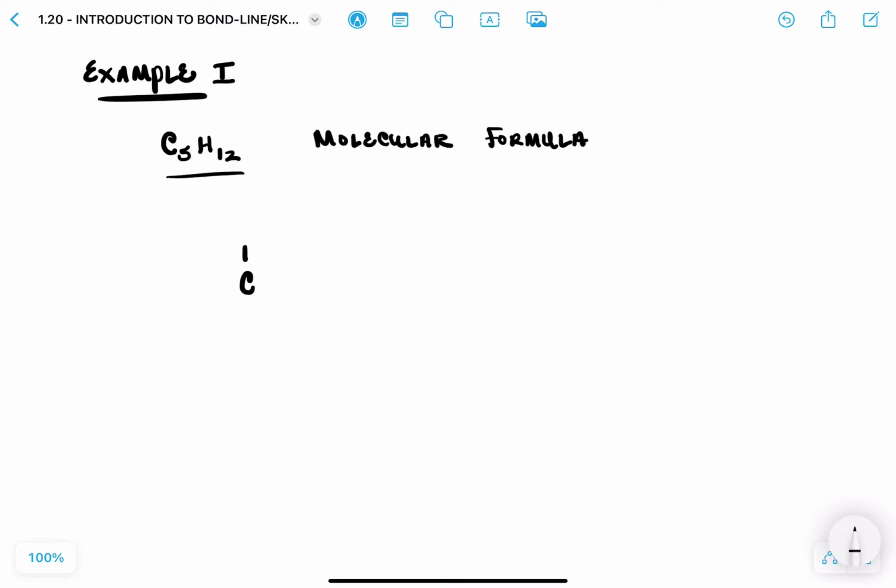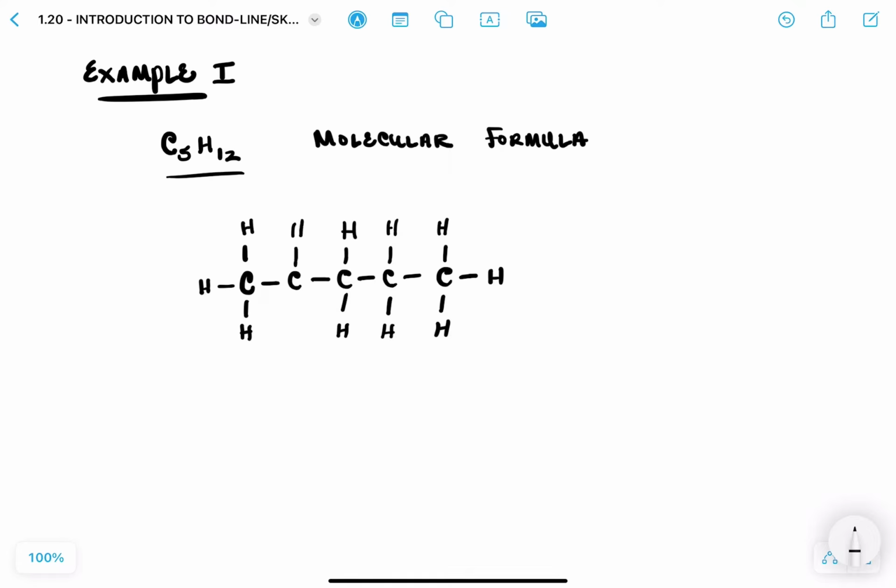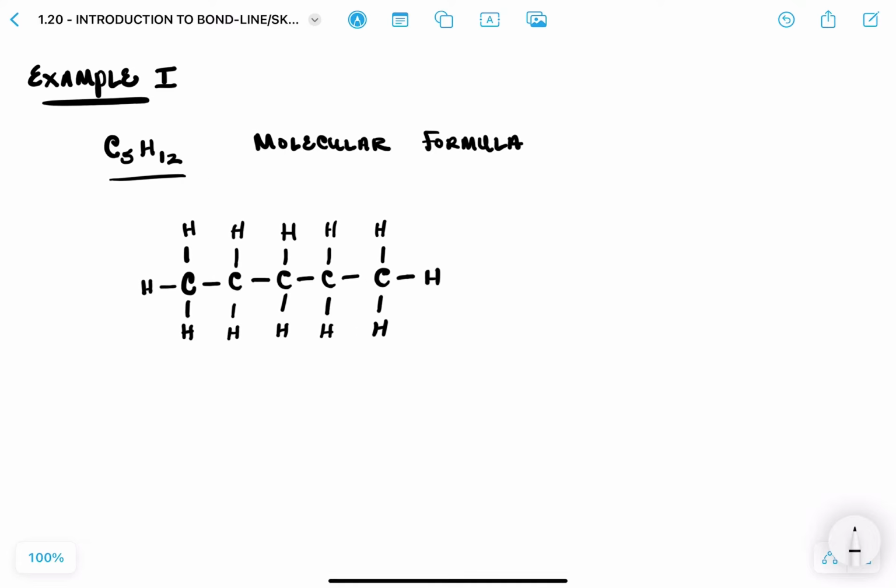Let me start with a very basic one. Just line up all 5 of these carbons next to each other. Oops, need one more carbon. And then I'll put hydrogens around. If I count up my hydrogens, I have 3, 6 on either end, 8, 10, 12. So 12 hydrogens, 5 carbons. That's one way I can draw that molecular formula.